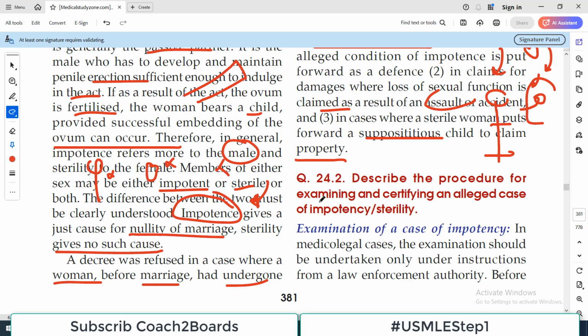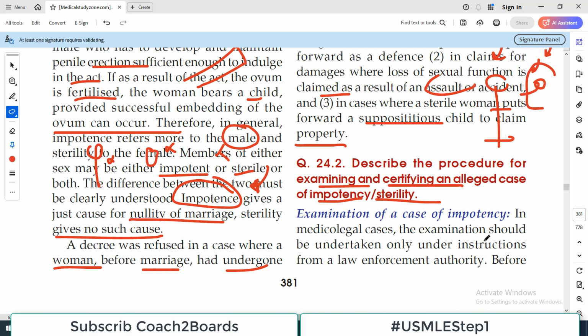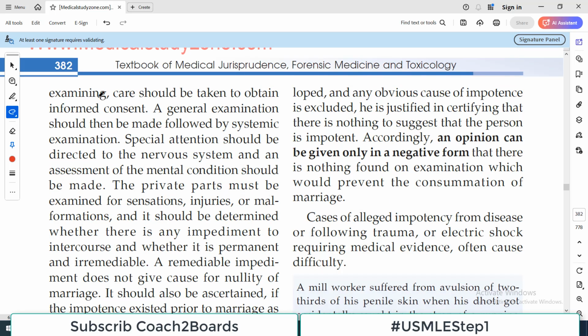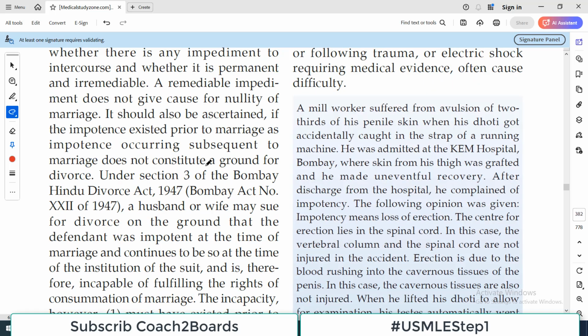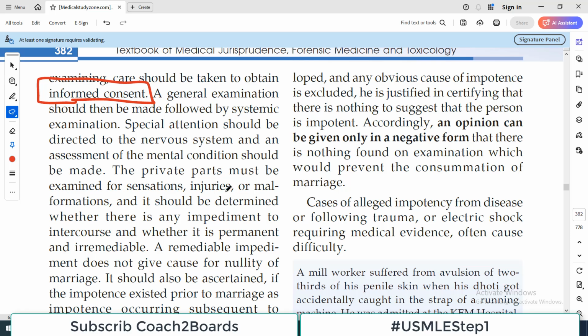Now describe the procedure for examining and certifying an alleged case of impotence and sterility. So how do you examine the case of impotency? In medical legal cases, the examination should be undertaken only under instructions from a law enforcement authority, only if the court is asking you, right? Now before examining, care should be taken to obtain informed consent. Aapne us bande se lazmi taur pe informed consent leni hai. Ab ye nahi hai ki aap khud shuru ho gaye examination karna. Consent is the basis. Aur yahan to zahir hai itne sensitive mamlaat hain, to aapne lazmi consent leni hai, right?